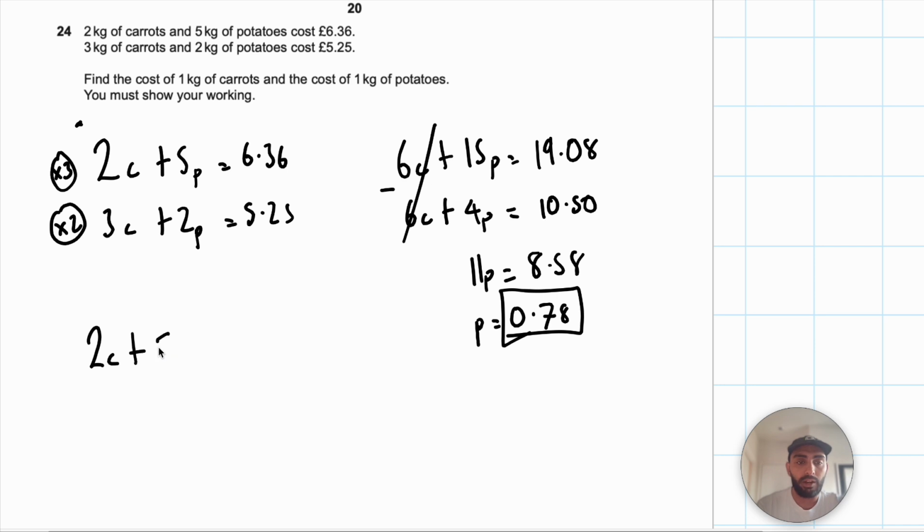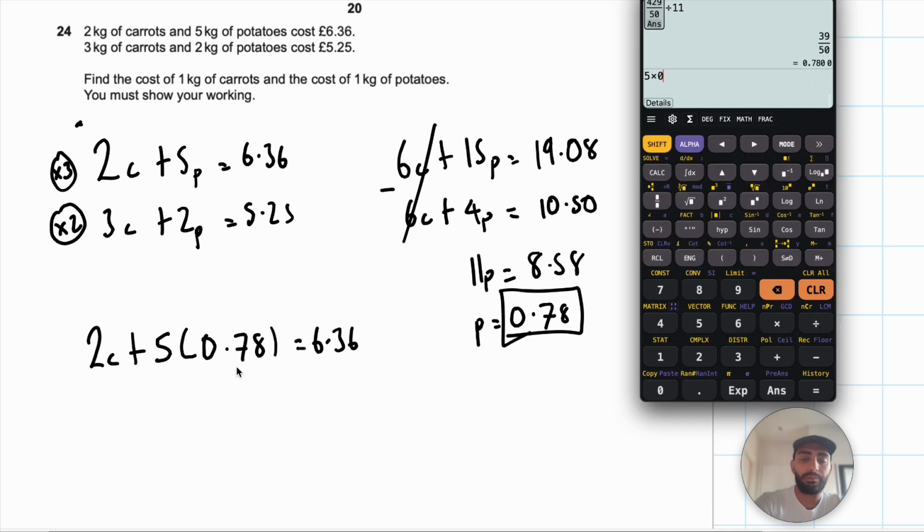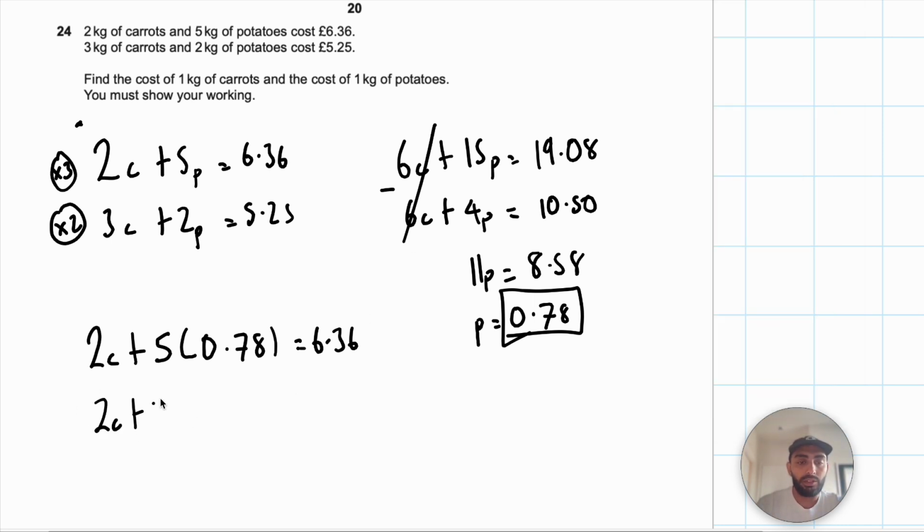2C plus 5 lots of P, which is 0.78, is equal to £6.36. Let's expand this. So 5 times 0.78, which is 3.9. So 2C plus 3.9 is equal to 6.36. C has been multiplied by 2 and then added to 3.9. So we're going to take away this 3.9 first.